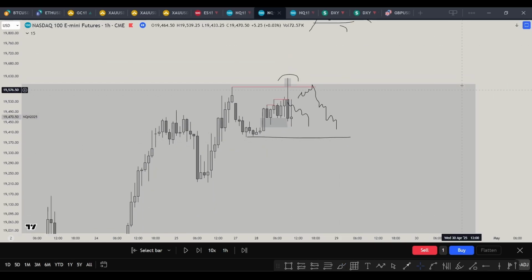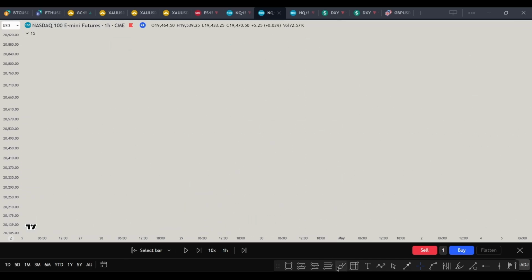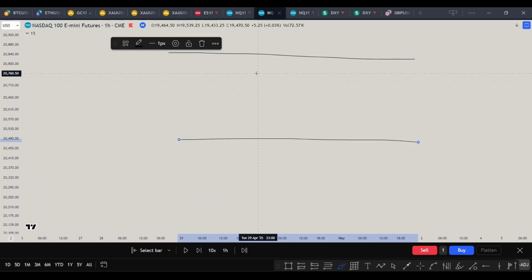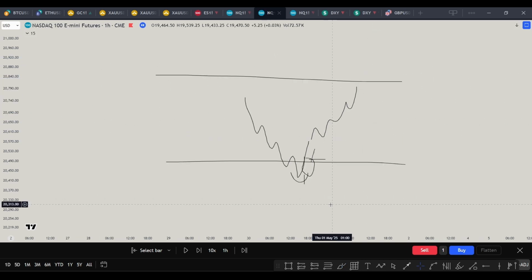Let's suppose this is a range, and price is not able to sustain below the range and closes above. Let's suppose this is the candle and it closes here. So there is a high chance of going to the opposite side of the range. This was the basic plan for today only.